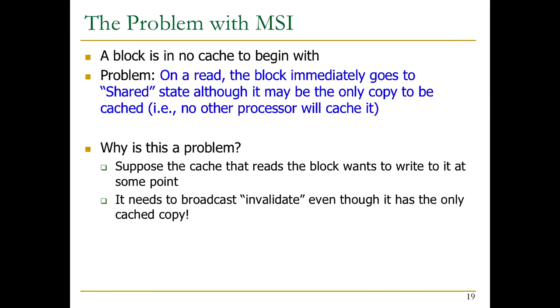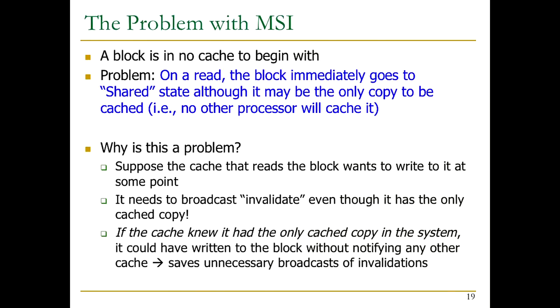Just because you don't know that you have the only copy in the system. Right? But if the cache actually knew it had the only cache copy in the system, it could have written to the block without notifying any other cache. So if you had this information encoded in the states for the block, you would have saved unnecessary broadcast of invalidations. And this may happen a lot, actually.